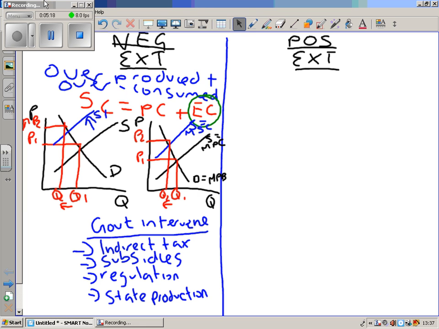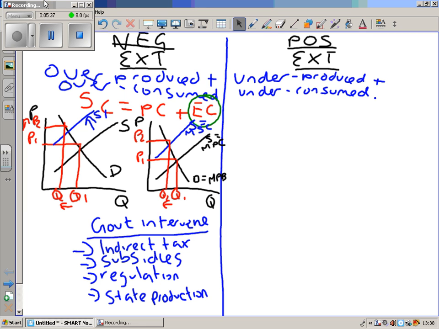Let's think very quickly about positive externalities. These are the exact opposite of negative externalities. They are underproduced and they are under consumed.